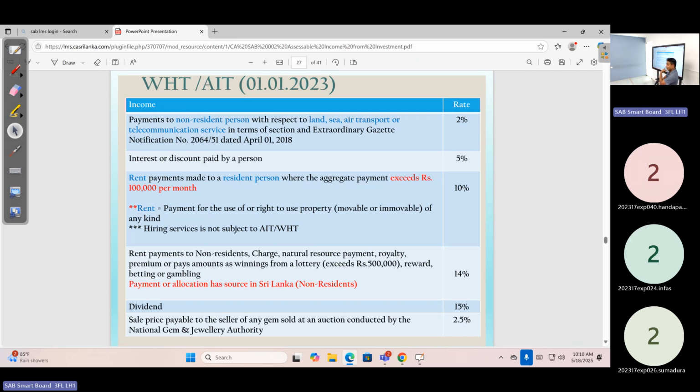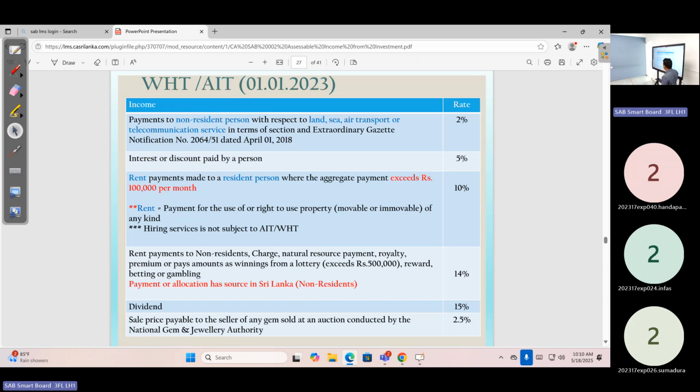What is the rate? This depends on the category. If it is rent, then interest 5. First one is what? Sea transport and all those things, 2%, conducted by a non-resident. So what is rent? Payment for the use of land or movable property of any kind. Hiring service is not subject to AIT. Why is it not coming under rent? It should be a right to use an asset. Rent payment to non-resident.